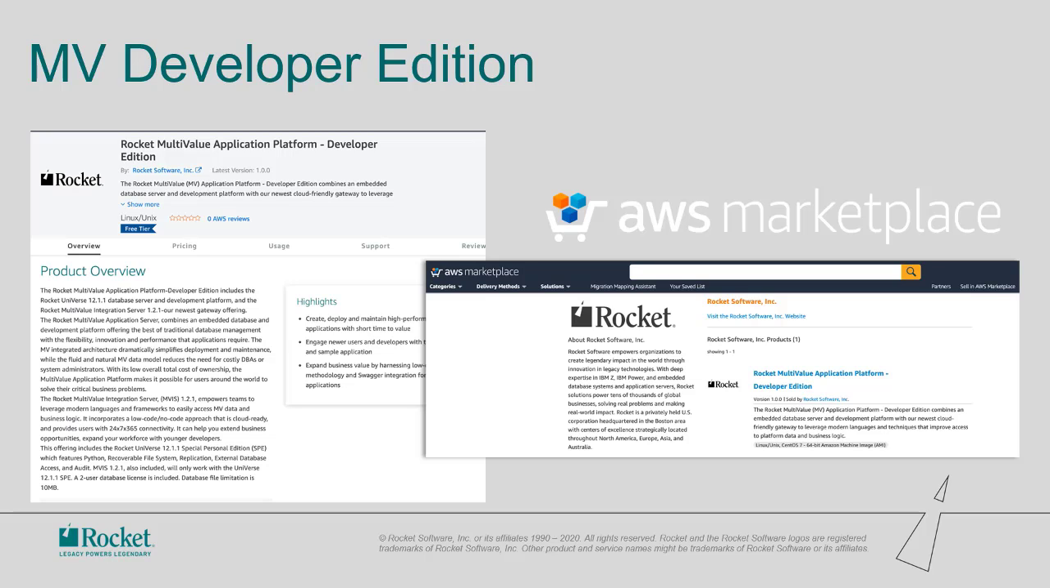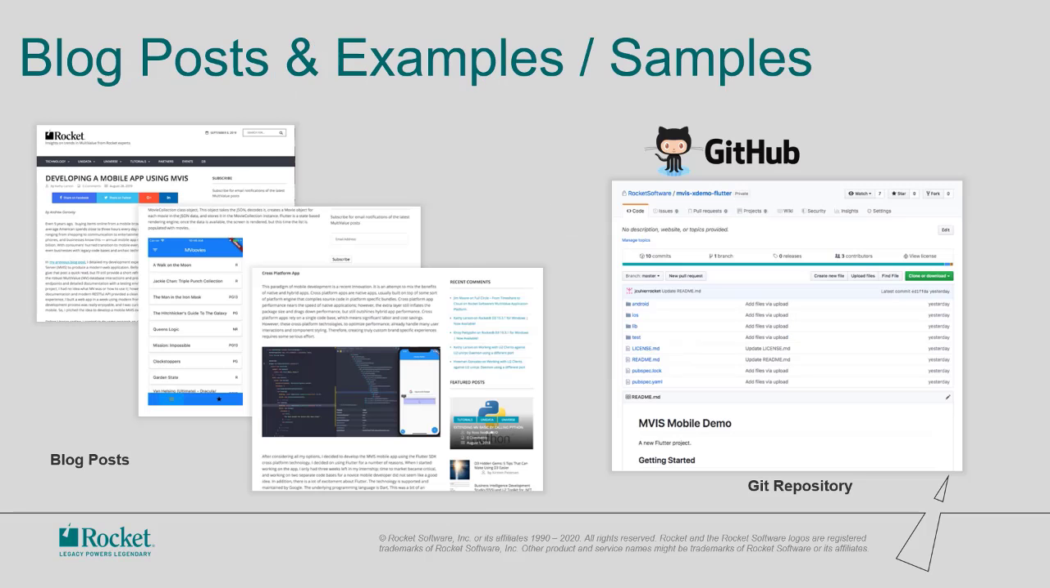It also comes along with a whole bunch of examples and samples. Once you instantiate this AMI in your EC2 environment, you can start to play with it immediately. Those examples and samples are very simple to begin with, because our idea was to focus on the new developer that might not have much familiarity with MVIS or MV as a whole, so we made them quite simple to start with.